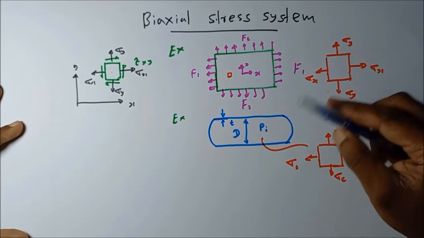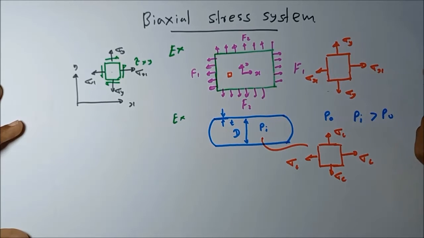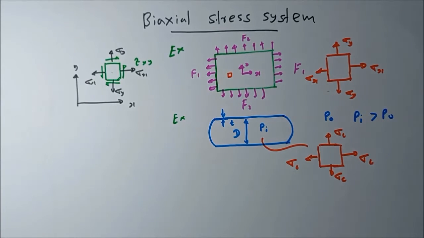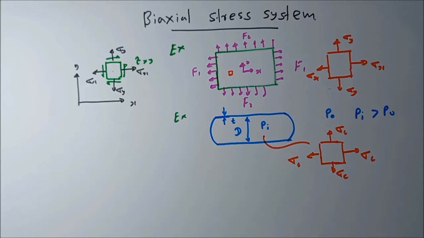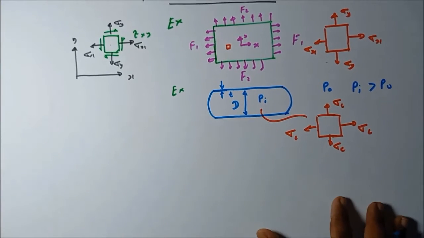I think you all got a clear idea what is meant by the biaxial stress system. In today's lecture, we will discuss in detail how to analyze this kind of biaxial stress system. In the next topic, we are going to move to finding the principal stresses for this kind of biaxial stress system. Before going to that, in the next subtopic I am going to discuss the Poisson effect.